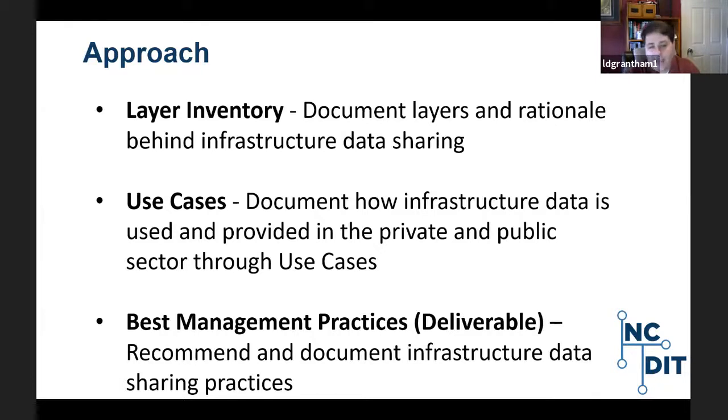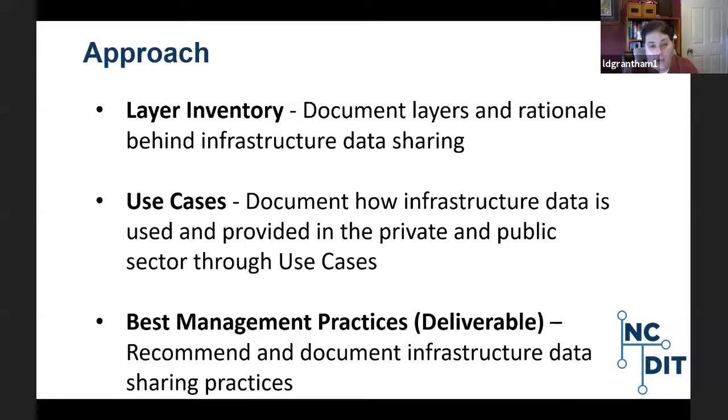And then the second part of that was use cases. We wanted to hear from this group how infrastructure is being used, so how it could be consumed, and then also how it could be provided. So there were two different distinctions with use cases, from the consumption side and from the providing side.